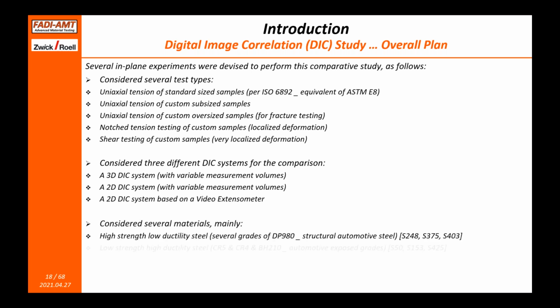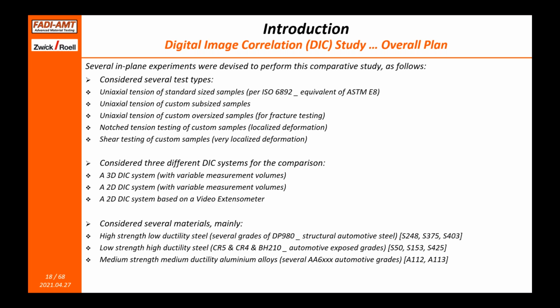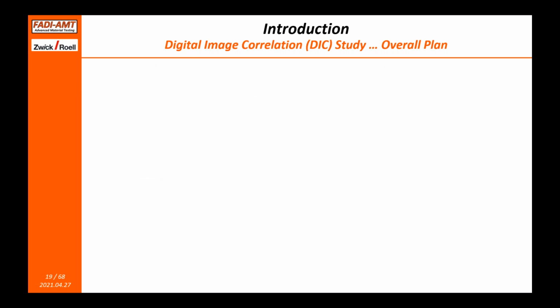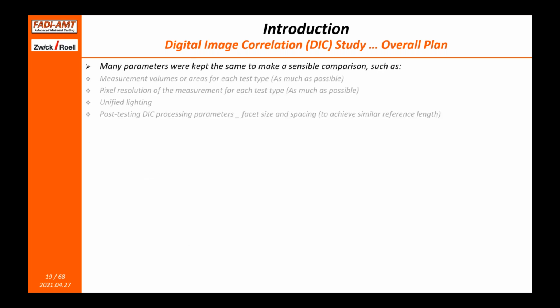So apart from covering different experiments and different DIC systems, we also covered multiple materials because we wanted to investigate whether the results that we are getting are really sensitive to the material and its ductility and strength and so on. So we're going to use some high strength steel, some low strength steels with extreme ductility, and also some aluminum alloys, just to diversify our materials. So these are the parameters that we're considering.